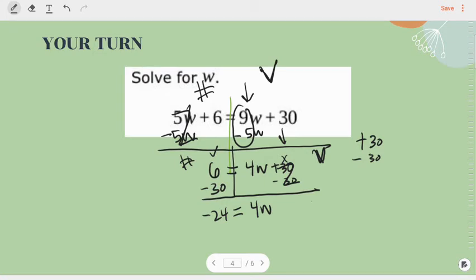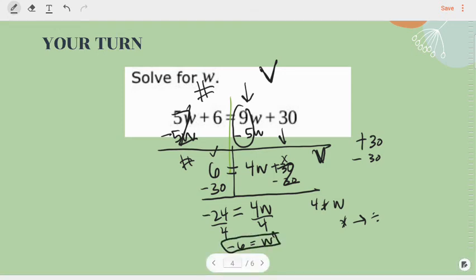Okay, 4W, what does that mean? That means 4 multiplied by W. How do I undo multiplication? I use division. So divide by 4. Negative 24 divided by 4, and I end up with negative 6 equals W.